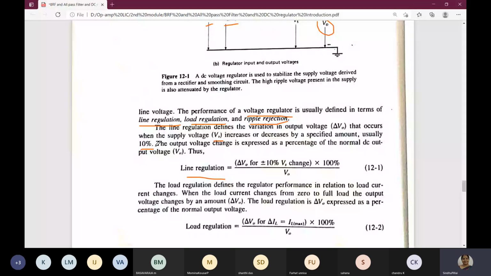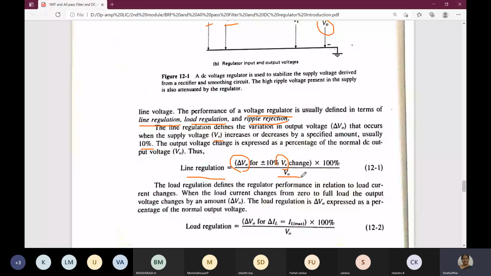So what is the formula? Line regulation is equal to the change in output voltage, delta V naught, for a plus or minus 10% change in Vs, divided by V naught, into 100 for percentage. So that will give the line regulation.